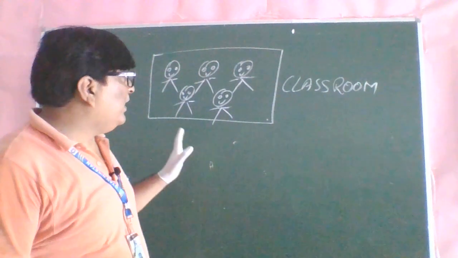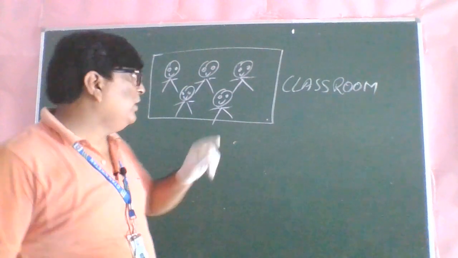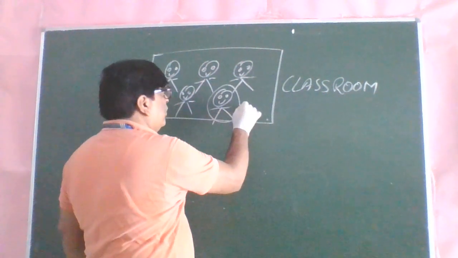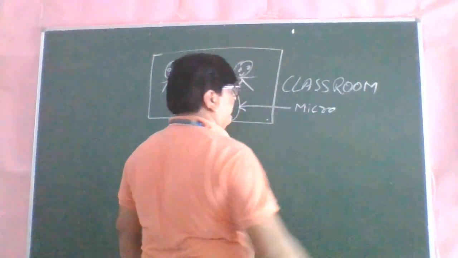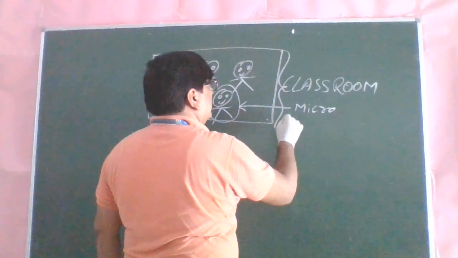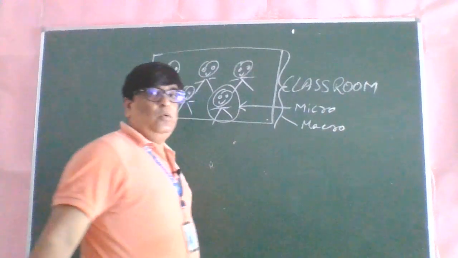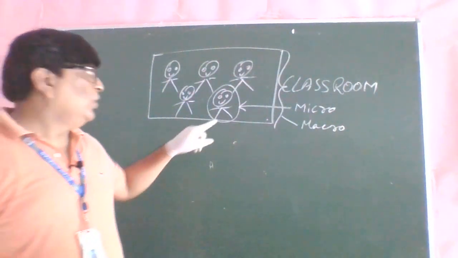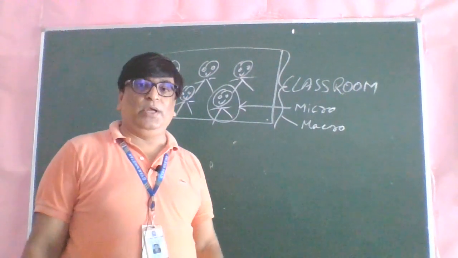So if I have to study this classroom, then this one particular boy, if I study this one particular boy, he is the subject of micro, and the whole class is the subject matter of macro. When I have to study a particular class, one child becomes micro and the whole class becomes macro.